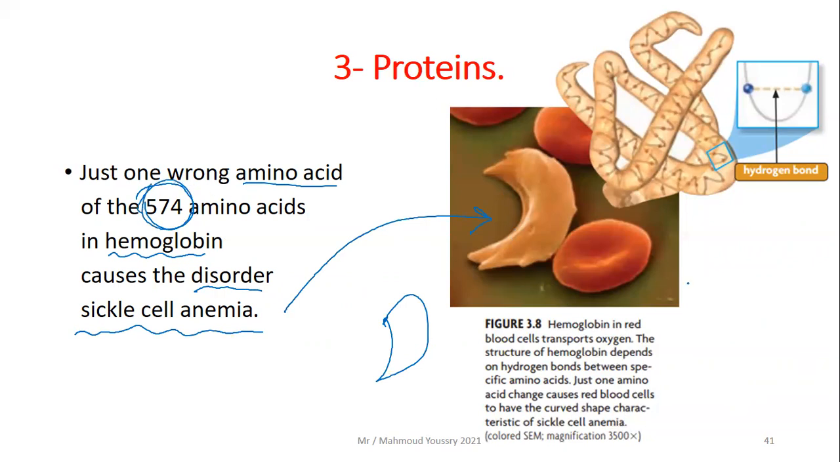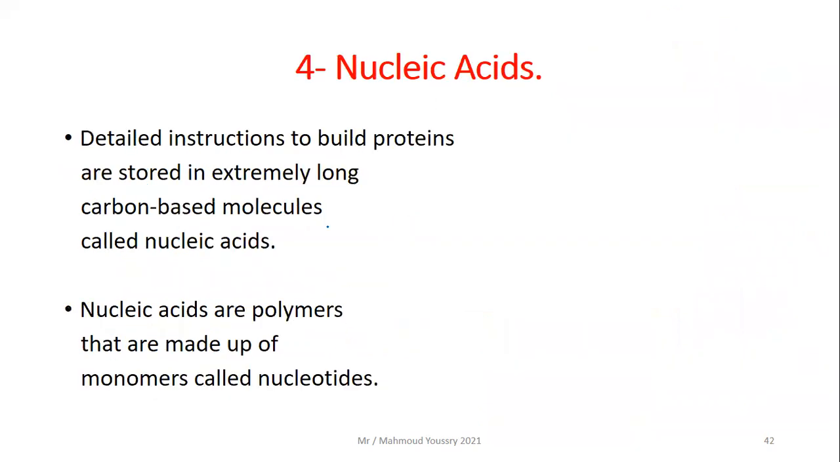In this case, this is the normal red blood cell. In the case of sickle cell anemia, the red blood cell transforms from disc-shaped to sickle-shaped, and it cannot function properly or carry oxygen properly. And this is a huge problem for the living organism, or for humans.